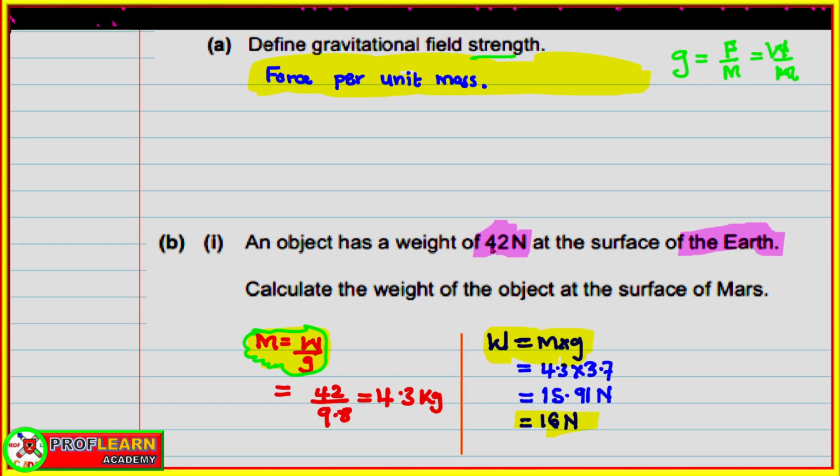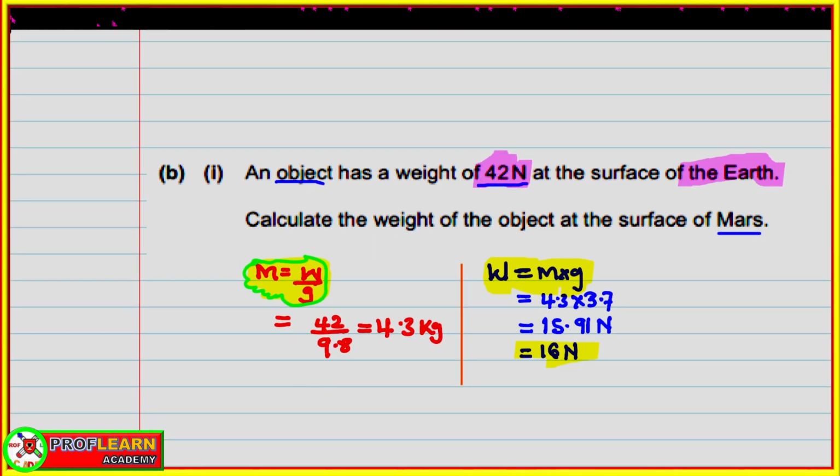An object has a weight of 42 on the surface of Earth. So we are supposed to calculate the weight of the object on the surface of Mars. So something you need to know is that the mass on Earth is equal to the mass on Mars. So we use this value in order to calculate the mass of this particular object, and that's going to be weight over gravity, for Earth, which is 42 over 9.8, and that becomes 4.3 kilograms.